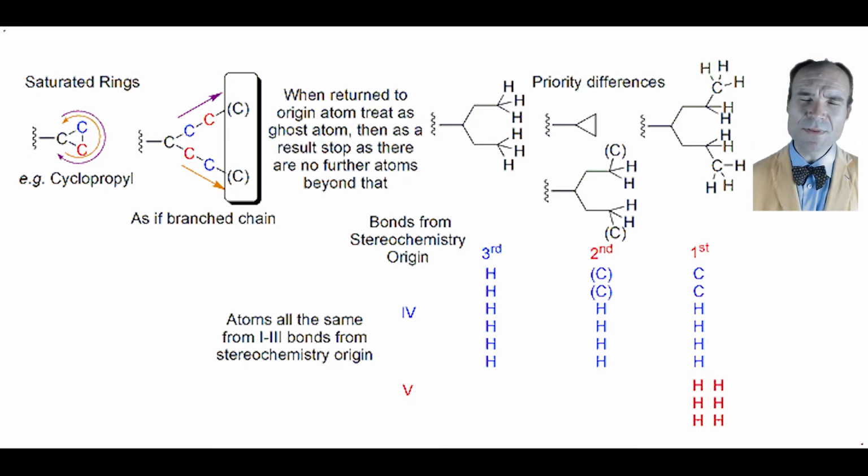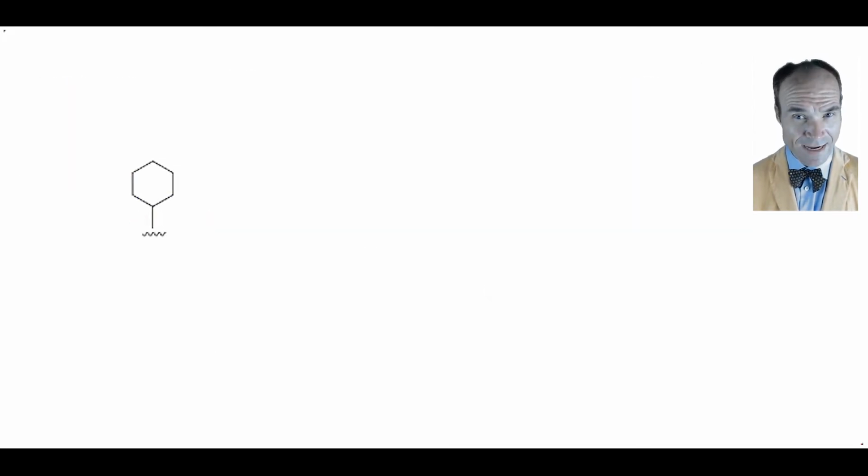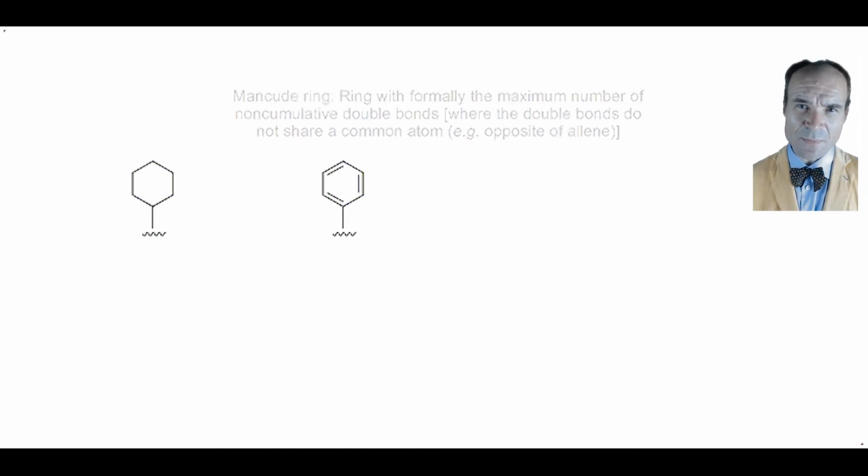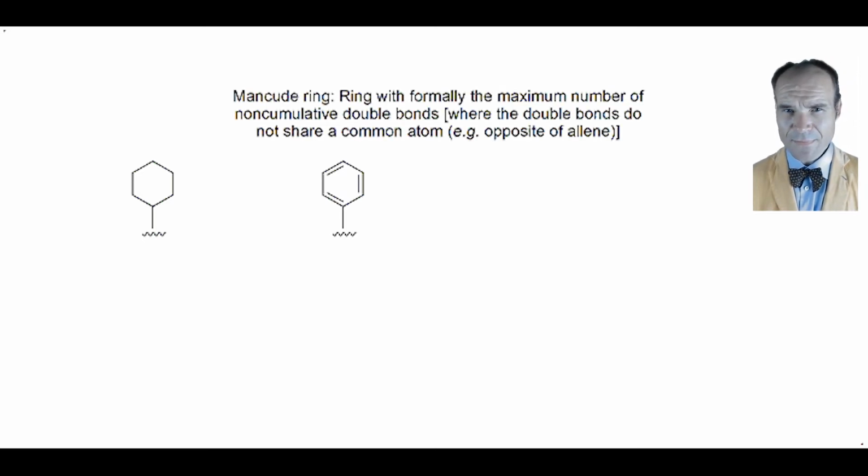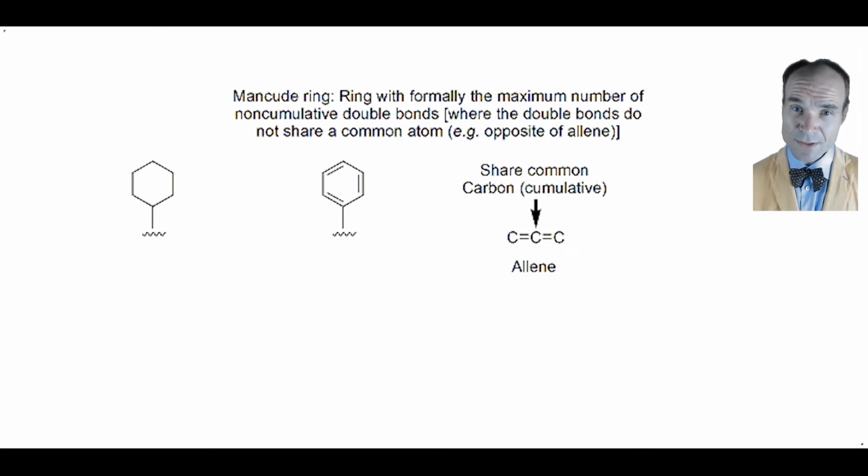Much as we saw with the evaluation of the cyclopropyl group, the same methodology is applied to cyclohexyl. Now, how about phenyl? Phenyl is an example of a mancude ring. That's to say, a ring with a maximum number of non-cumulative double bonds, so double bonds that do not share a common carbon. Allenes are an example where 2 double bonds share a common carbon.